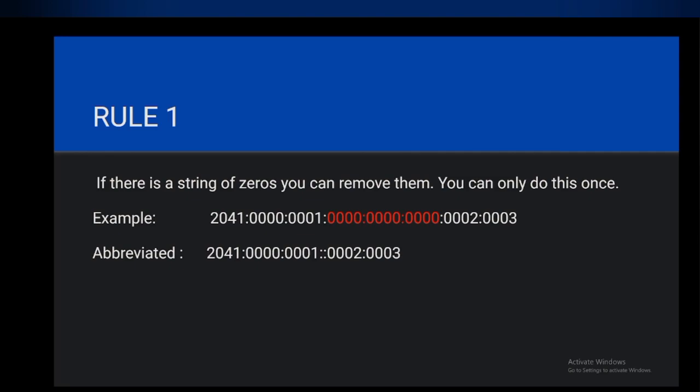However, you can only do this once, as you can only have one double colon, right? So as we can see here, I highlighted some zeros in red, right? And you can remove those and just insert a double colon. Easy, simple, but you can only do it once. Only one double colon in the IPv6 address.